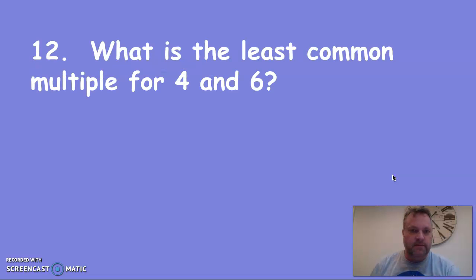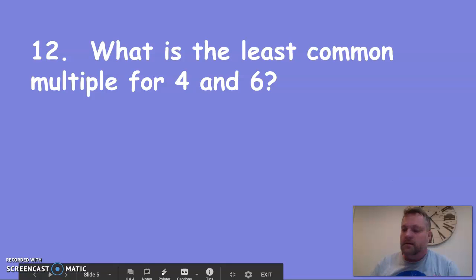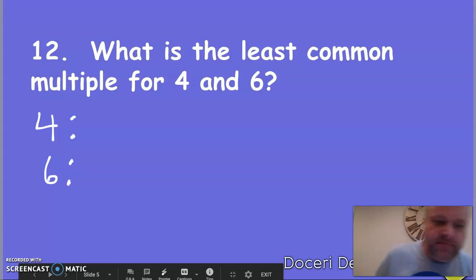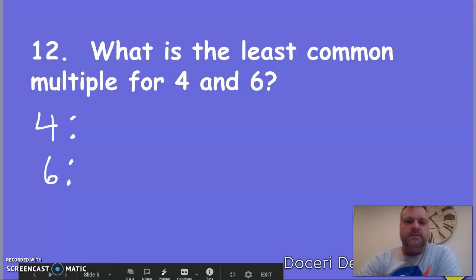Let's move on to number 12. Okay, on number 12, they are asking for the least common multiple for 4 and 6. So what I want to do is list the multiples for 4 and 6 and try to find what's the smallest multiple that they have in common. So listing out the first maybe 5 multiples of each would be a good idea.